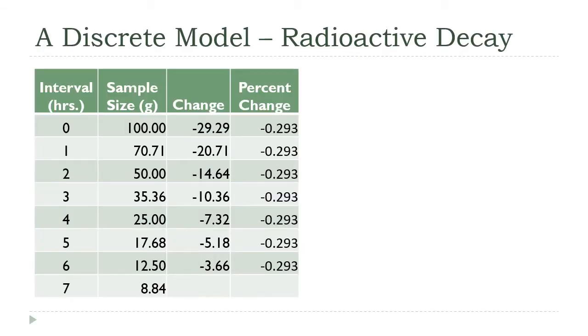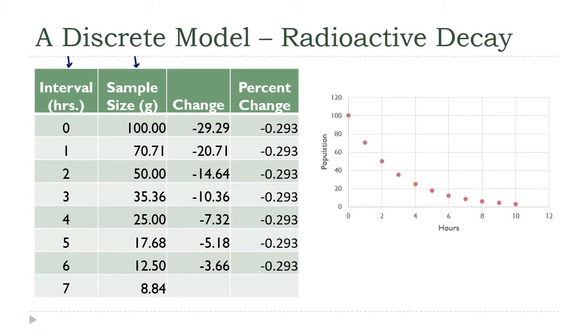So in the last lecture, we looked at this data and saw that while the sample size was changing variably, the percent change was constant. So if we graph the time values versus sample sizes, we get something like this.